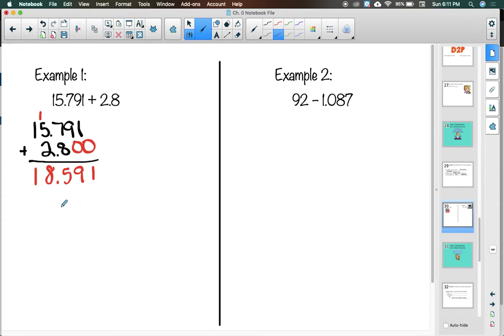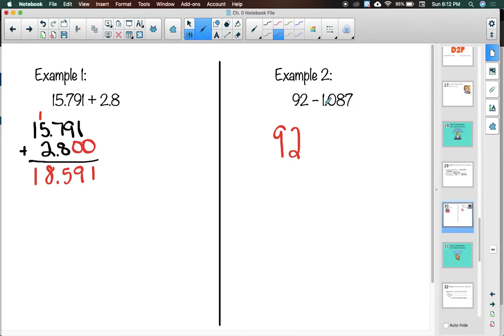Pretty easy, right? Adding usually nobody has any trouble with. It's usually very, very easy for us. The only difference I see sometimes is mistakes with subtraction. We try to oversimplify the problem. So this says 92 minus 1 and 87 thousandths.